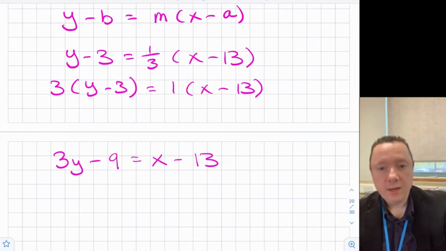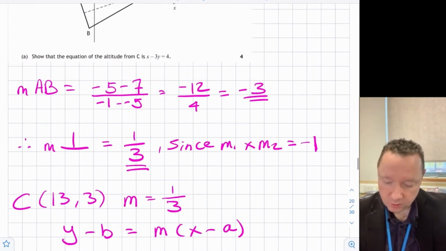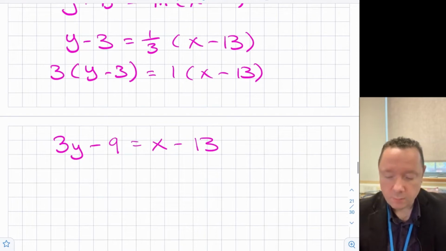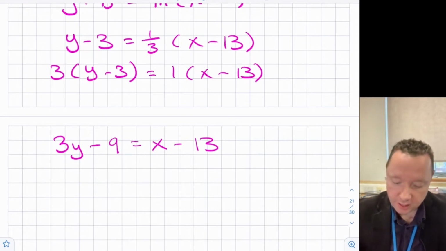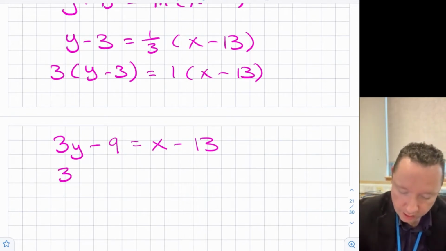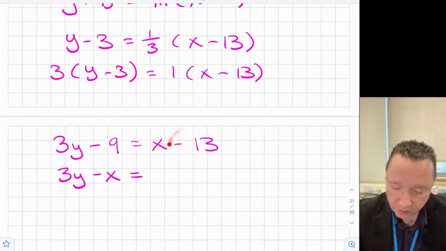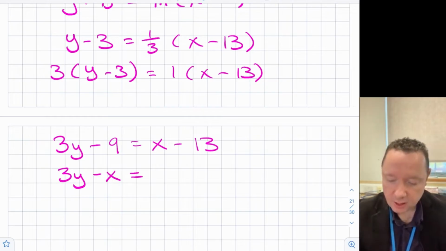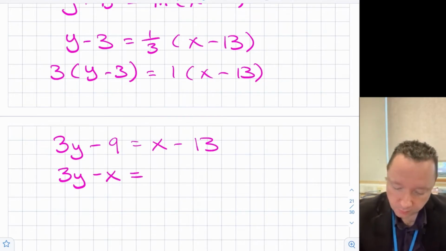And then moving everything to the left-hand side, except the numbers. So we want all the numbers on the right and the letters on the left. So we've got 3y minus x is equal to, well, minus 13 plus 9, which is minus 4.